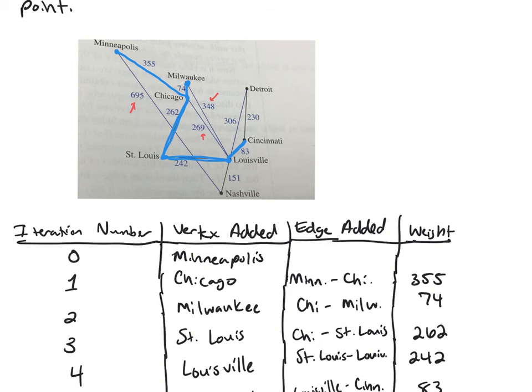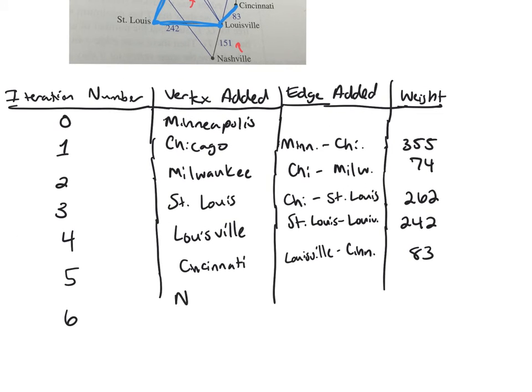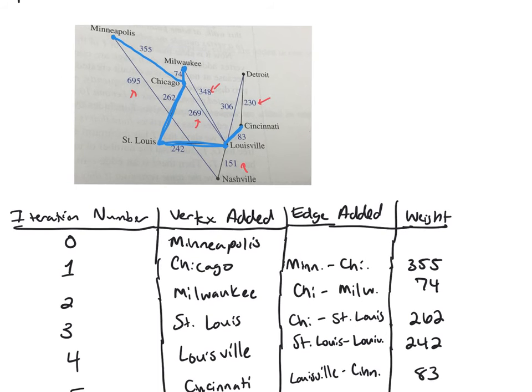And then let's look at our next one we can add in. Let's erase these arrows. So which ones are we going to consider? Again, any edge coming off of a blue vertex. So this one's still up for consideration. Any off of Louisville, Chicago, or Cincinnati. So here, what's the smallest weight? The smallest weight is 151 off of Nashville. So you're going to add in Nashville. The edge that gets added in was from Louisville to Nashville, 151. So let's add that edge in.